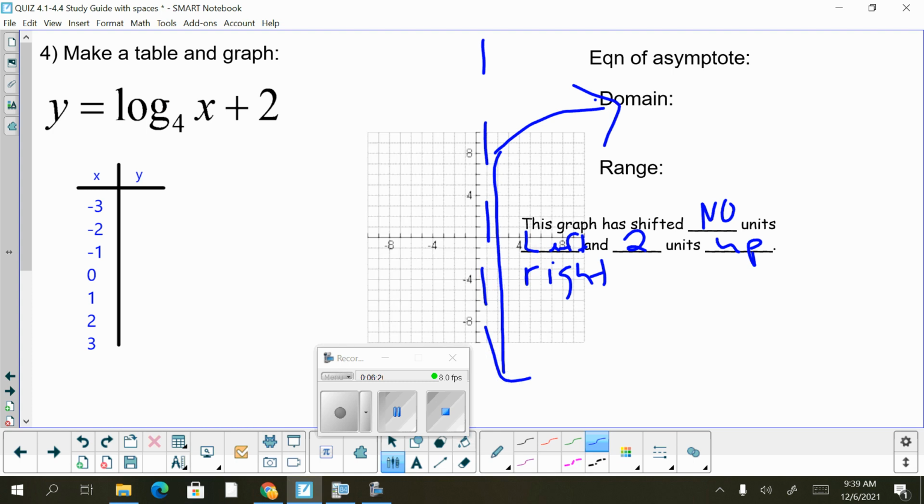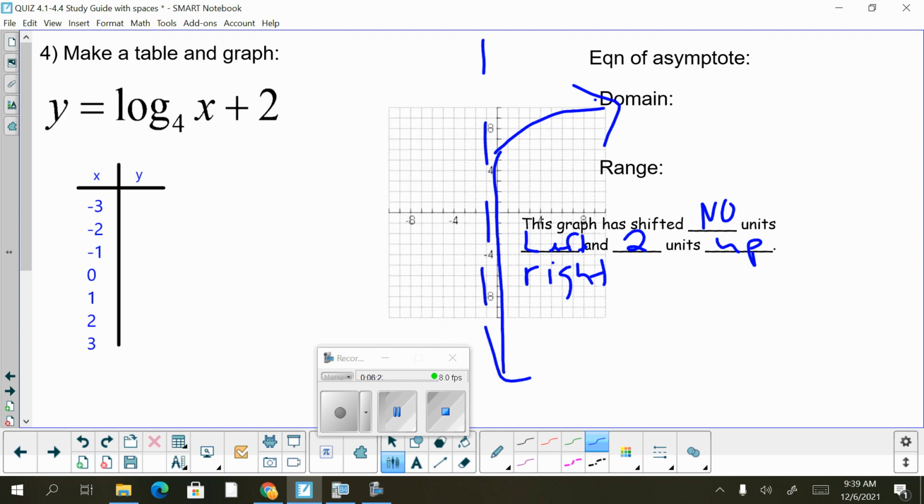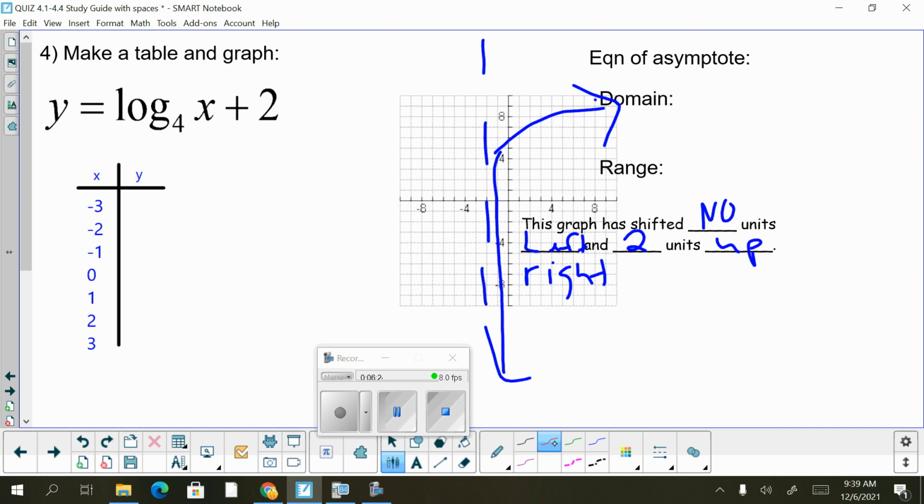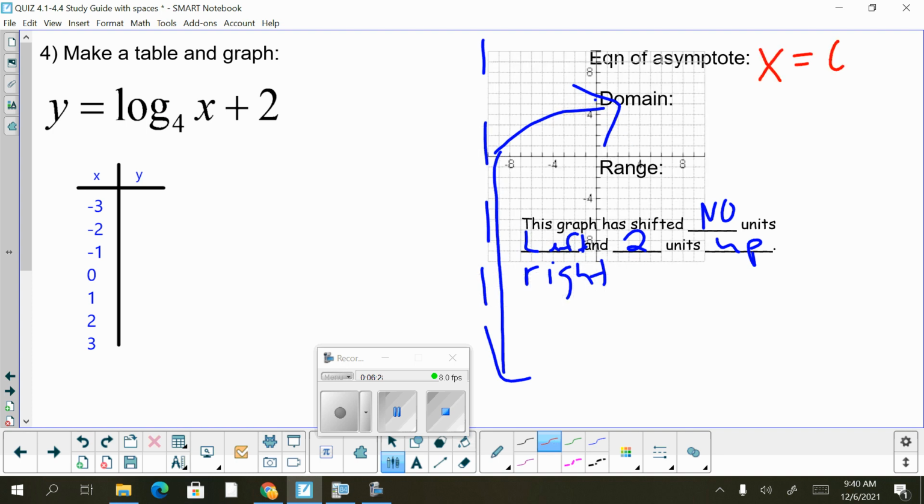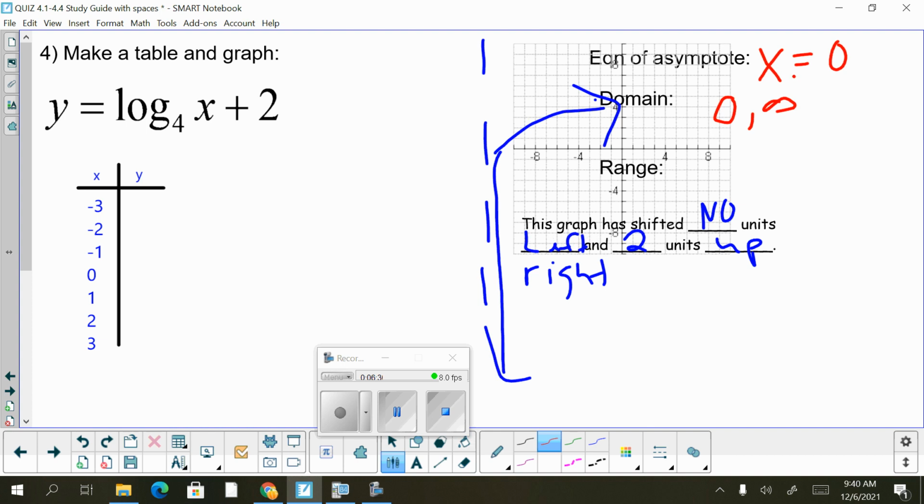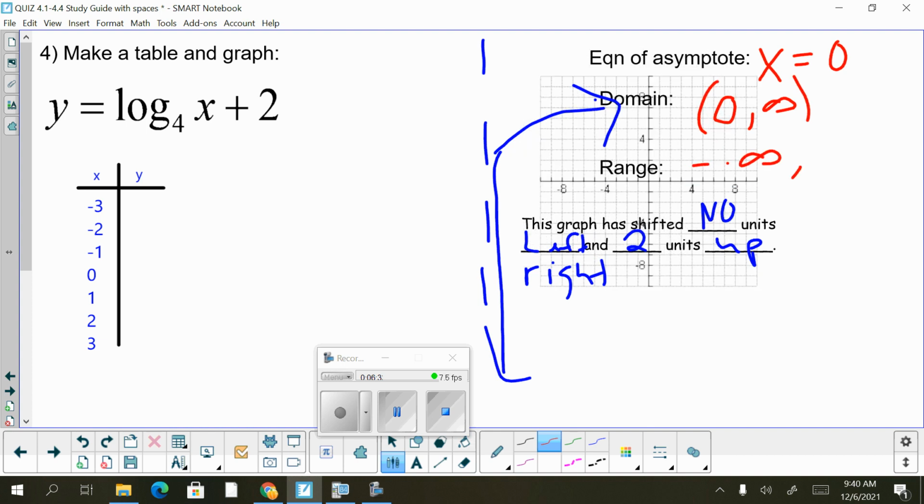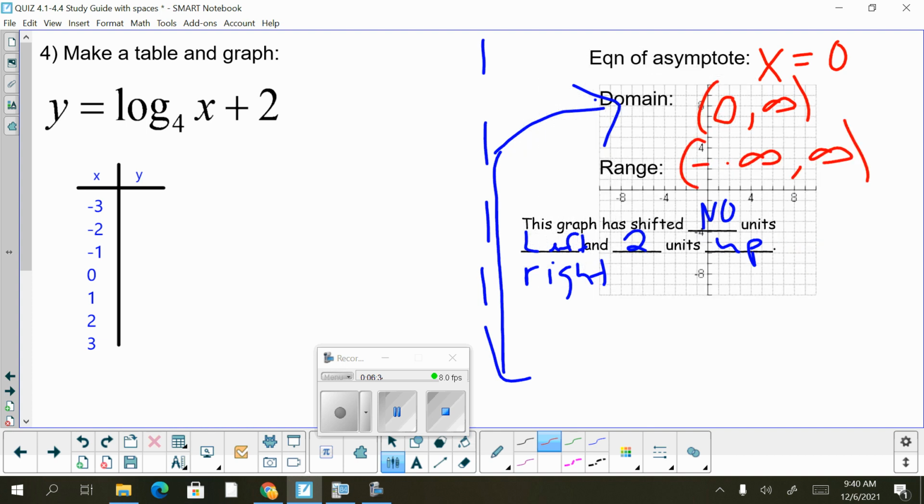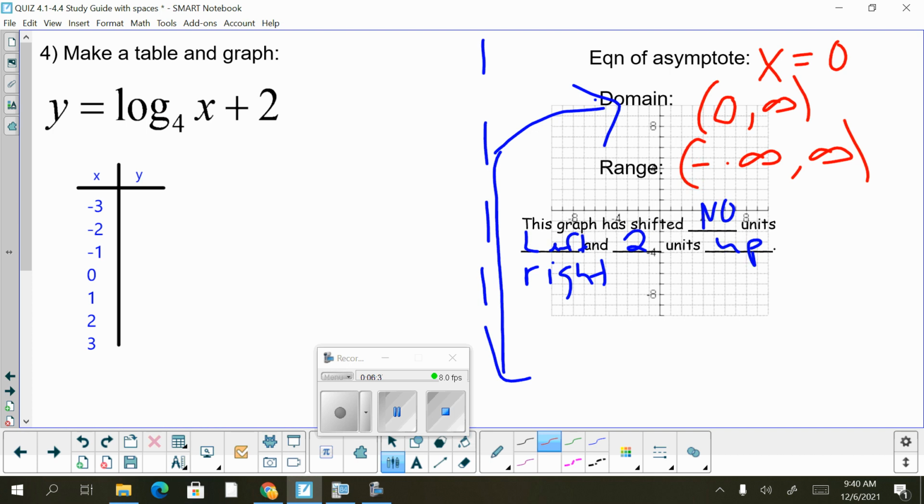There goes my graph, just moving all around by itself again. I must bump something when I use the stylus to write. My asymptote will be at x equals 0, making the domain 0 through infinity, in the range -infinity through infinity. The graph's just going to keep on moving.